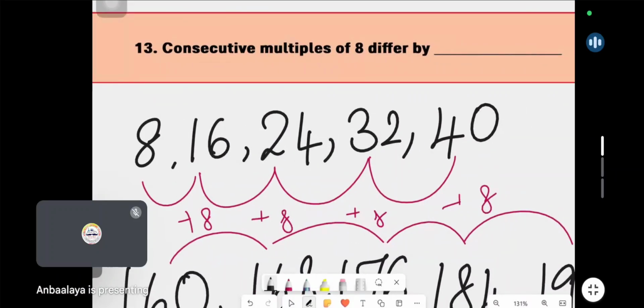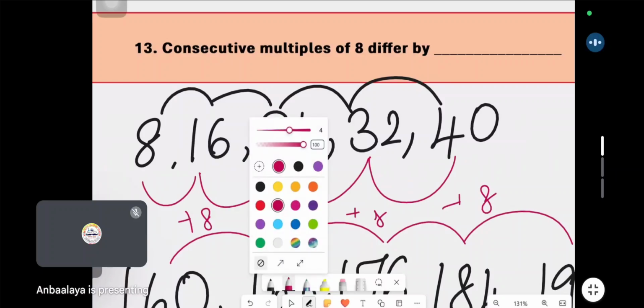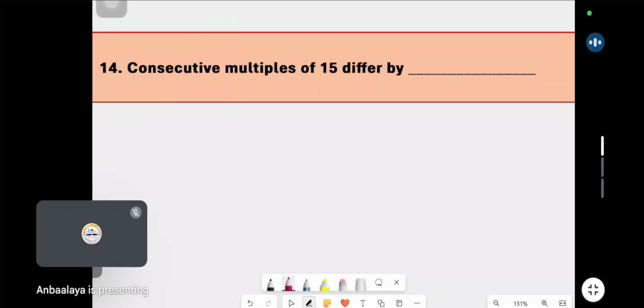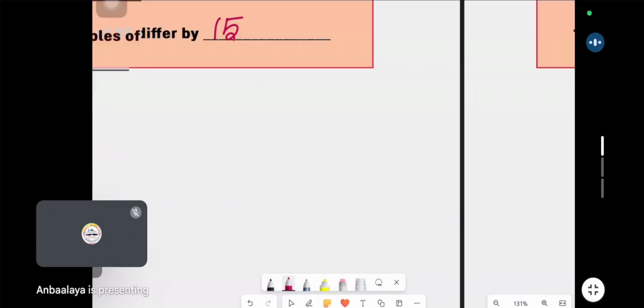Listen, consecutive multiples of 8 differ by 8. Whenever you are taking consecutive multiples like this, what is the difference between all these numbers? 8. So consecutive multiples of 8 differ by 8. Many of you would write plus 1, plus 2, plus 3 and so on. That is wrong. In the same way, consecutive multiples of 15 differ by 15.